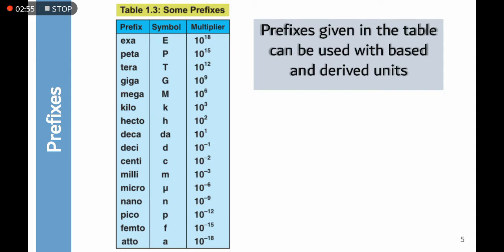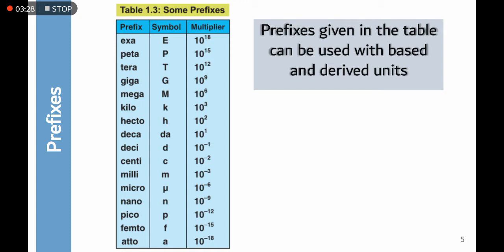Prefix kilo, symbol small k, multiplier 10 raised to the power 3. Prefix hecto, symbol small h, multiplier 10 raised to the power 2. Prefix deca, symbol da, multiplier 10 raised to the power 1. Prefix centi, symbol small c, multiplier 10 raised to the power minus 2. Prefix milli, symbol small m, multiplier 10 raised to the power minus 3. Prefix micro, symbol mu, multiplier 10 raised to the power minus 6.